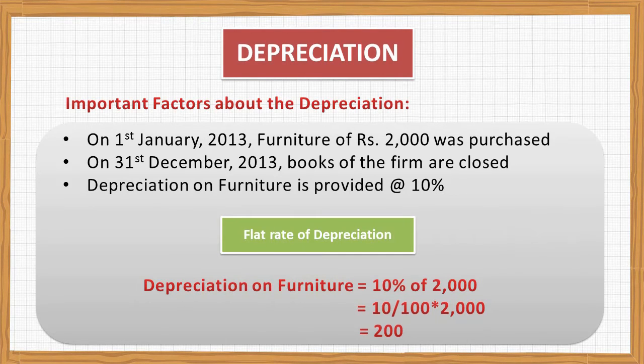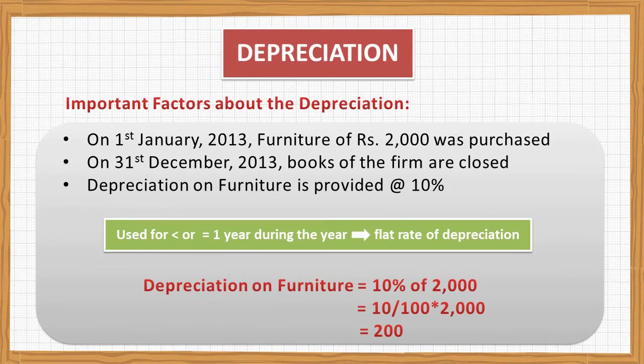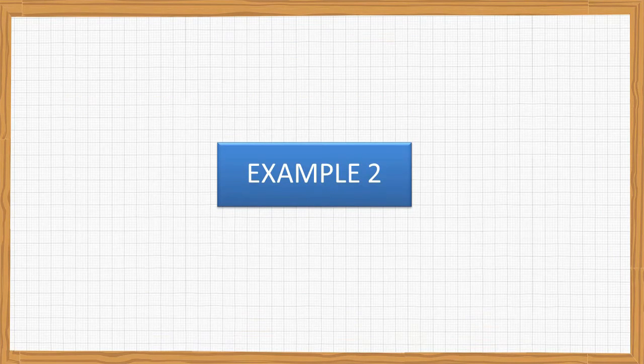Flat rate means the depreciation is provided on the assets without considering the length of use during the year. Whether the furniture has been purchased for 1 month or 1 year during the year, the depreciation will be provided at the flat rate of 10%. Let me explain this through one more example.